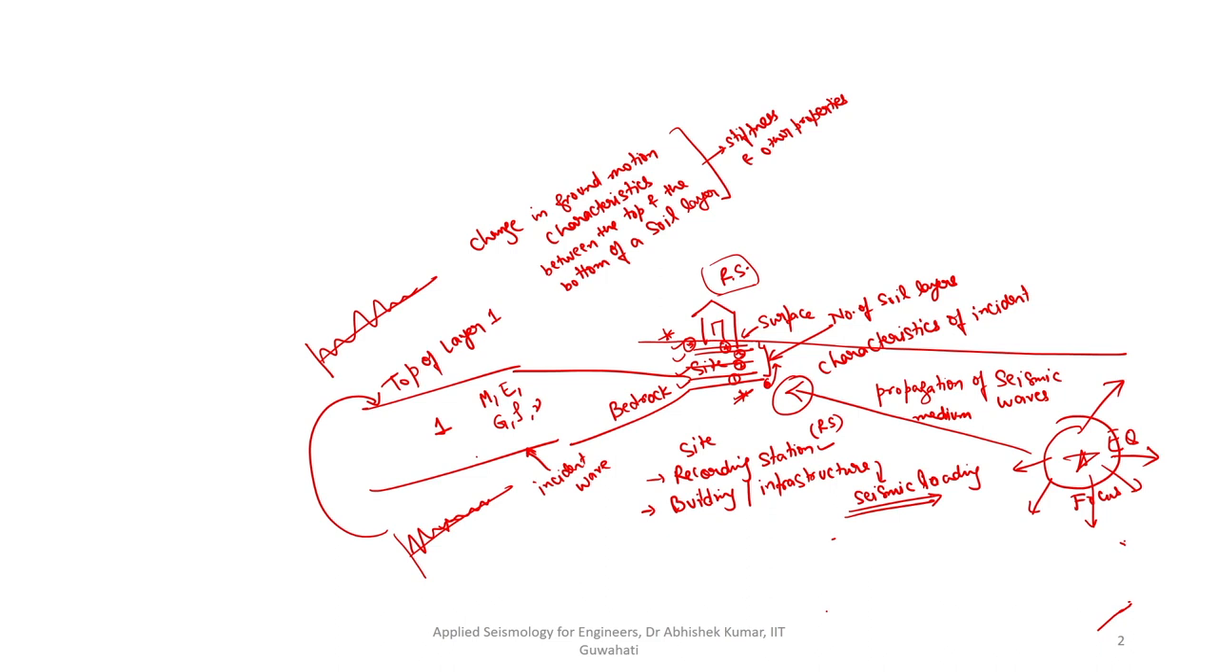In other words, if I am interested to design a particular building on the ground surface, I should be knowing how much change in the vibration which reached to my site but still at bedrock level has happened because of all these layers which are present between the bedrock and the surface, as a result of which now I will be getting a modified ground motion. I will not be getting the same ground motion which was incident at the bottom of this particular layer, but some modified ground motion.